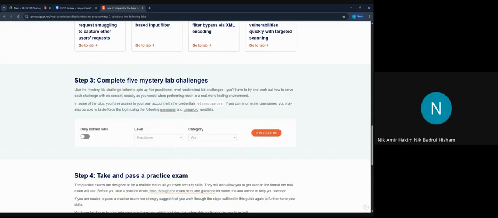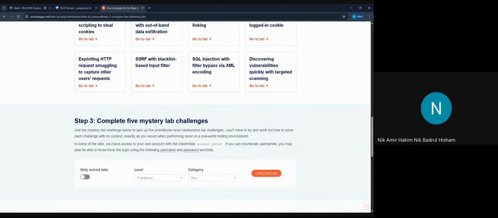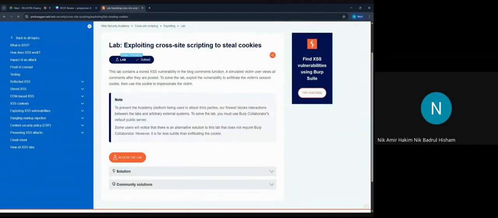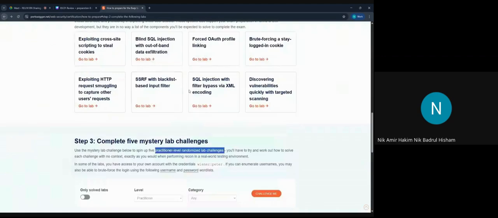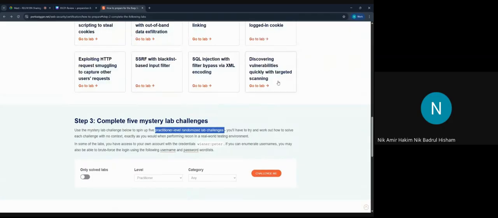What is the difference between the mystery lab and the other labs? The mystery lab gives you a random lab challenge, which means it can be from SSRF, it can be from SQL injection, it can be from any XSS. Compared to the recommended lab, which specifically tells you this is the vulnerability, for example, exploit cross-site scripting to steal the cookies. But for the mystery lab, anything can happen. It can be any lab, whether you solved it before or not.